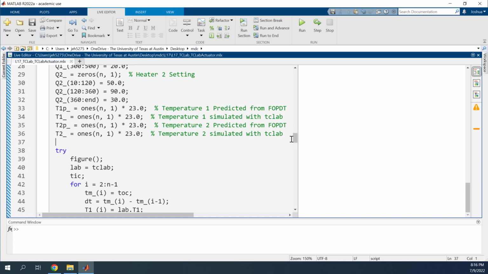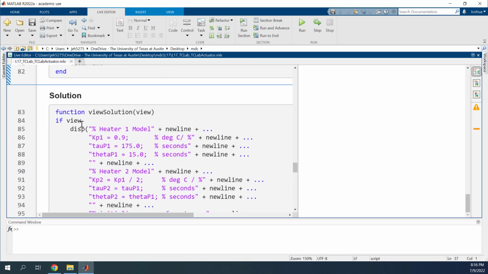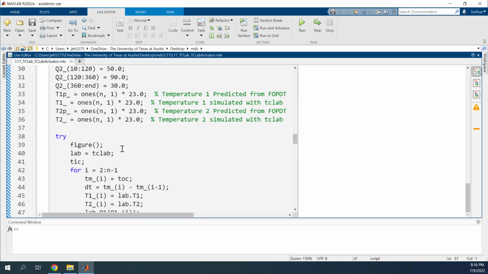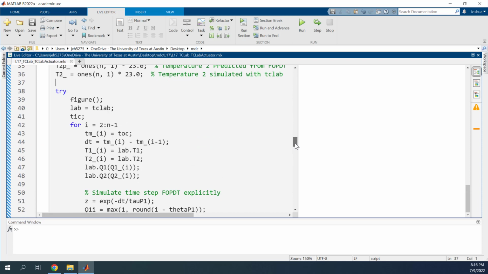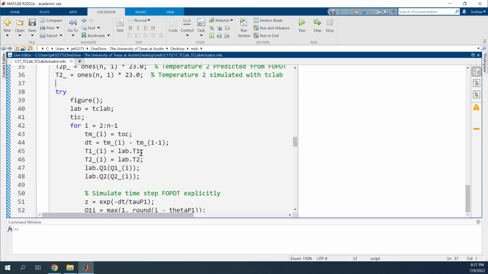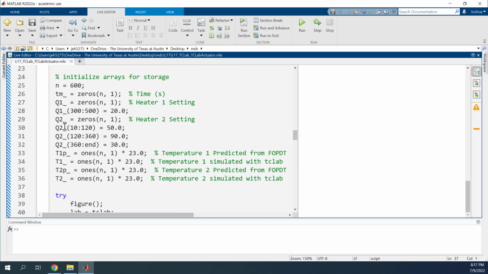temperatures. Then we're going to use this try block, so if anything happens, we'll quit. If we look at the very end, we just make sure we turn off the lab, turn off the heaters, and clear the lab. So this is a good programming practice for you to learn these try-catch blocks. So if there's some error that happens here, it will default to the catch. So what we're going to do then, we set tick somewhere.